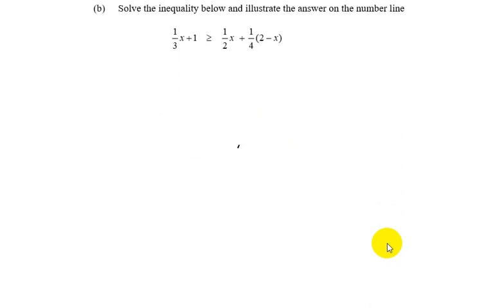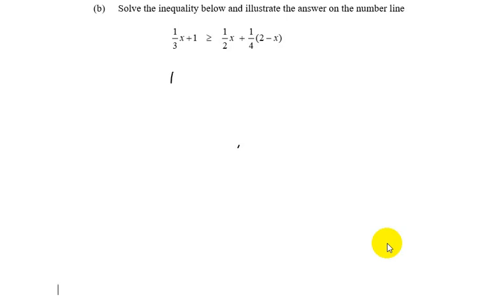Okay, so the question is 1 over 3x plus 1 greater than or equal to 1 over 2x plus 1 over 2, plus 1 over 4 bracket 2 minus x. Now we can rewrite this question well. So let's try and rewrite it first before we start solving. The rewriting I'm talking about is we will make use of this 1 over 4 bracket 2 minus x. Let's do something to that one.